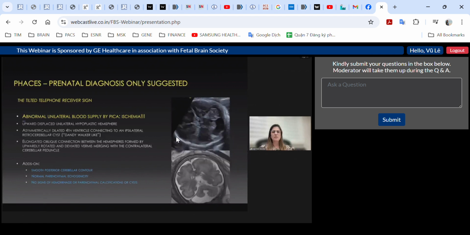What happens in pregnancy then? We cannot see the facial hemangioma. So this finding on the cerebellum will be the highest suspicion of the presence of PHACES syndrome. And we have this tilted telephone receiver shape of the cerebellum with the open fourth ventricle, and not always we can see, but this degeneration of the hemisphere leads to a cyst.